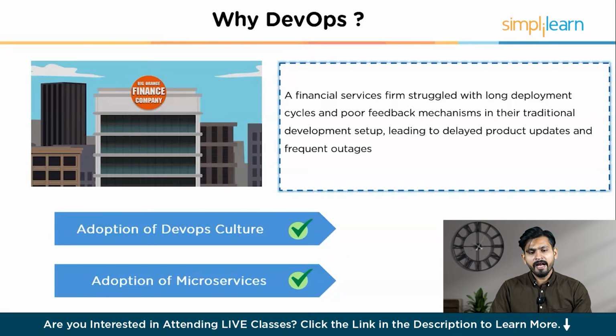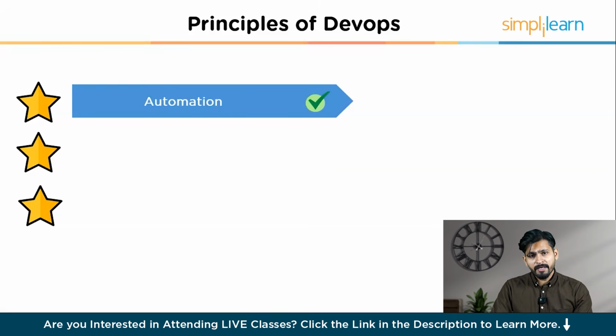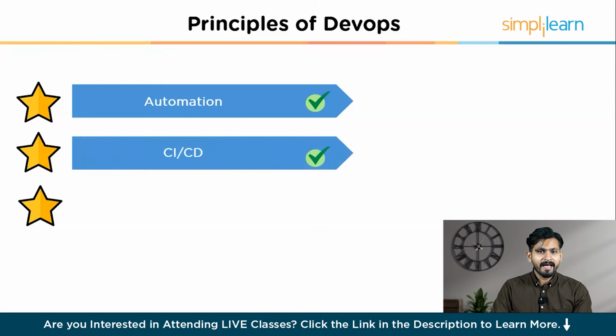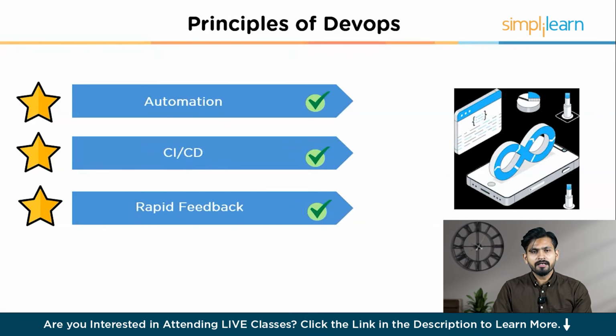Now let's move on and try to understand what the principles of DevOps are. So guys, the core principles of DevOps are laid out as follows. DevOps is founded on several key principles that streamline and enhance the processes involved in software development and operations. The first one is automation. The second one is CI/CD. And the third one is rapid feedback. Now let's understand each one of them one by one.